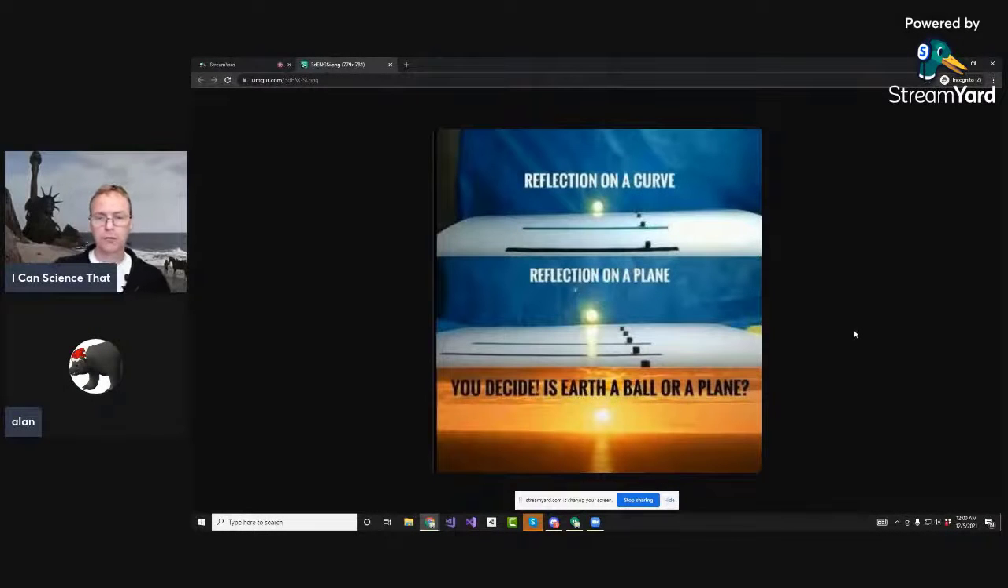You're seeing reflection on a curve, reflection on a plane. That was from a video. I didn't make that. I've seen this before. So we observe this straight line, this reflection pattern that can only happen across a flat surface, right? You observe a reflection pattern, and you have inferred that it can only happen on a flat surface.